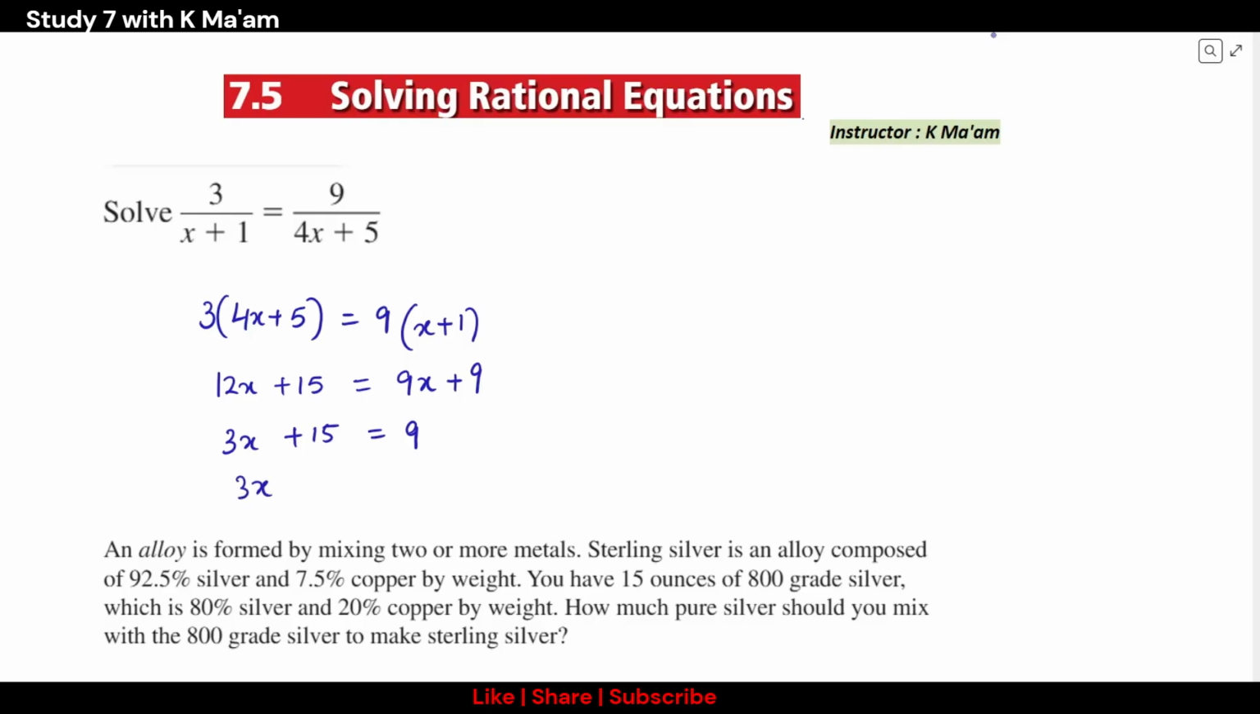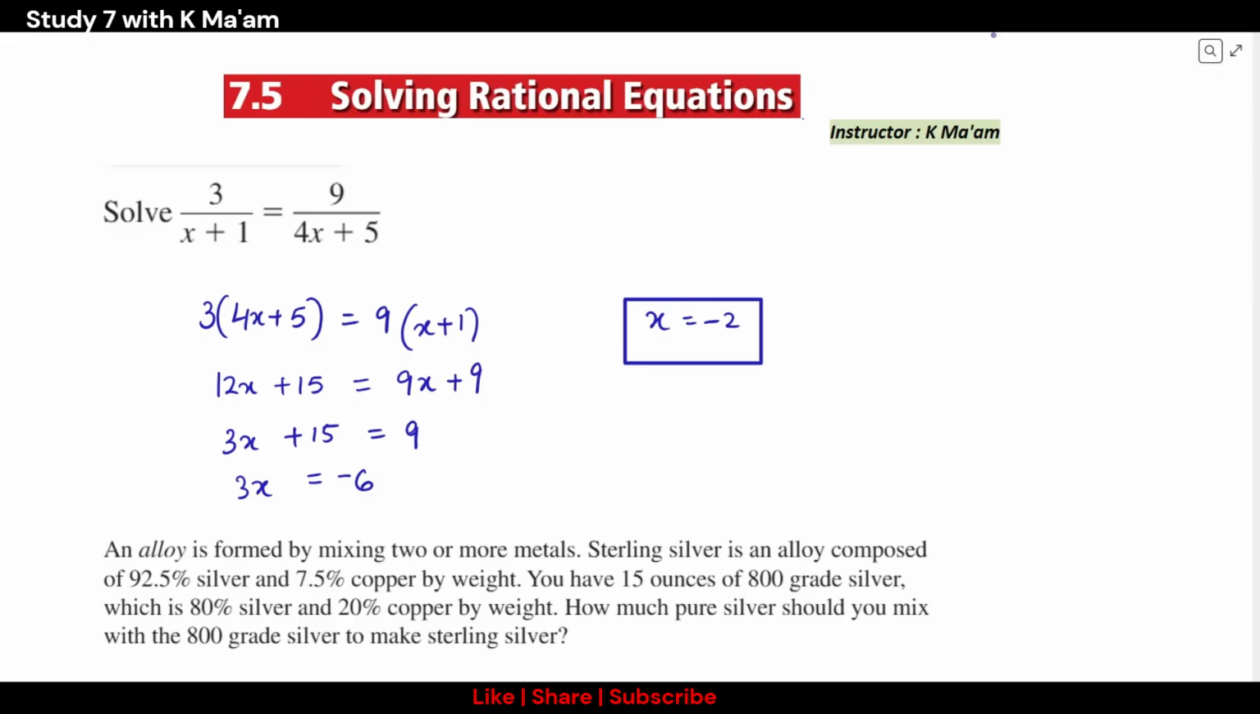Subtract 15 on both sides. 9 minus 15 is negative 6. So 3x is negative 6, x is negative 2. Because we are provided with a rational equation, we have to check back: does the solution satisfy the original equation or not? Because sometimes we get a solution that does not satisfy the original equation.